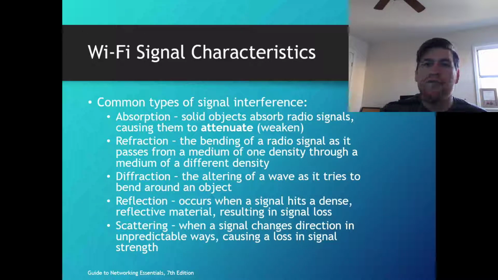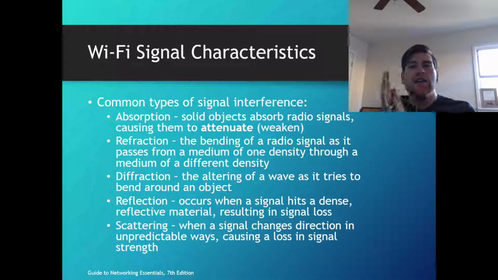Okay. So I want to give some definitions for some common types of signal interference.